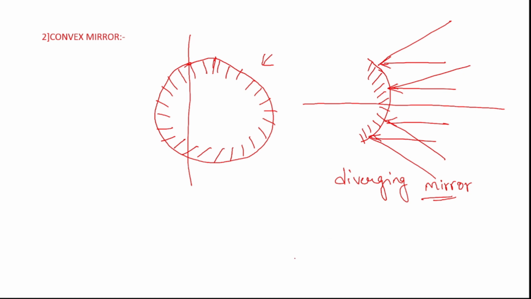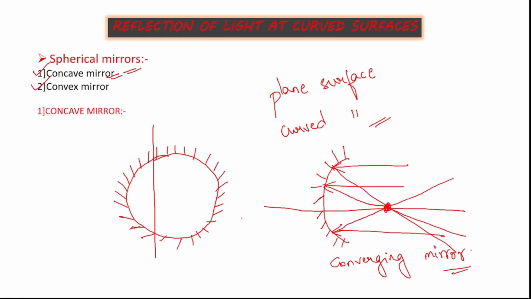Okay, so this is the basic difference between concave and convex mirror. Concave mirror is a converging mirror, that is, the reflected rays are converging to one point, so it is called a converging mirror, and convex mirror is a diverging mirror because the reflected rays are diverging from each other in different directions, so this is called a diverging mirror. Now let us see what are pole, center of curvature, focus and principal axis in concave and convex mirror. First, let us see what they are in concave mirror.